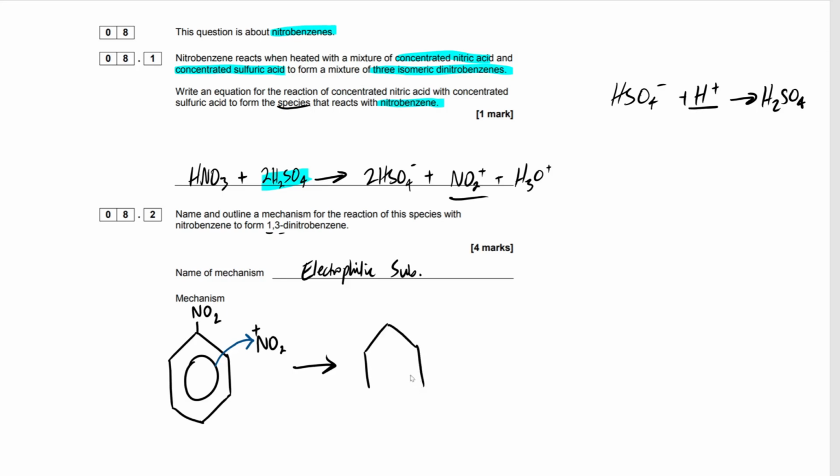So remember I said that we have to make sure that our final product matches 1,3-dinitrobenzene. So if our first NO2 is here, and I'm going to call that our first position, our first carbon, the other one ultimately has to go here. Because if it was here, it's going to be 1,2-dinitrobenzene, which it can't be. So I'm going to write it here. So that's going to be NO2.